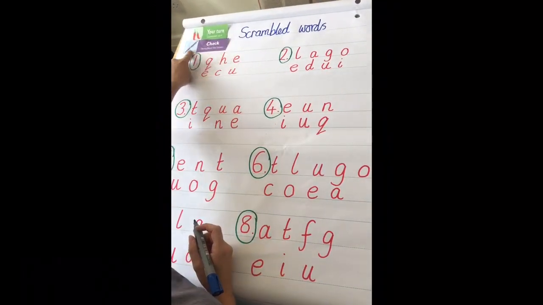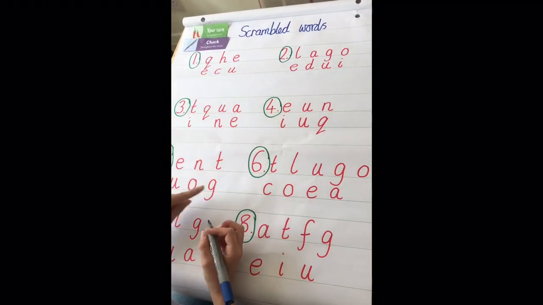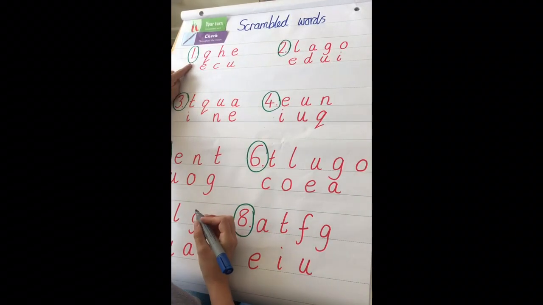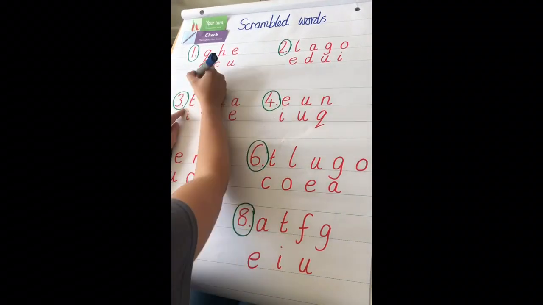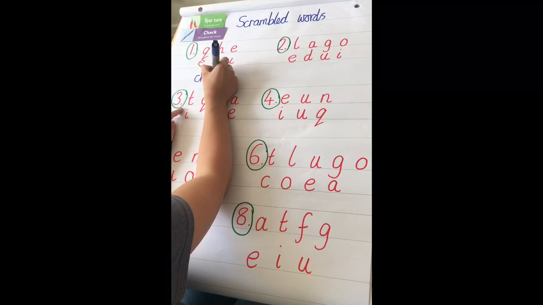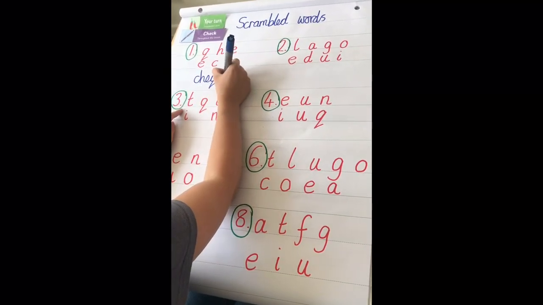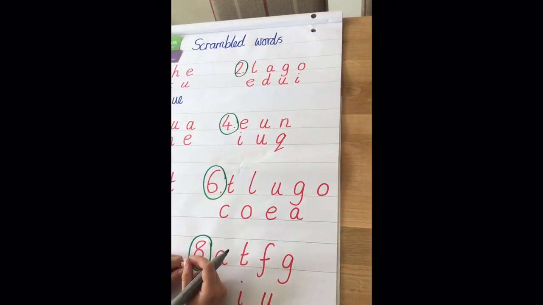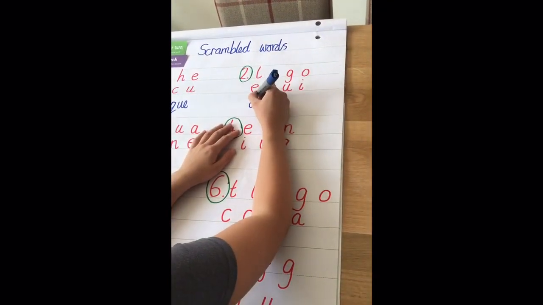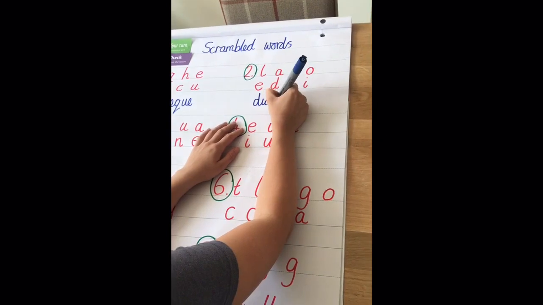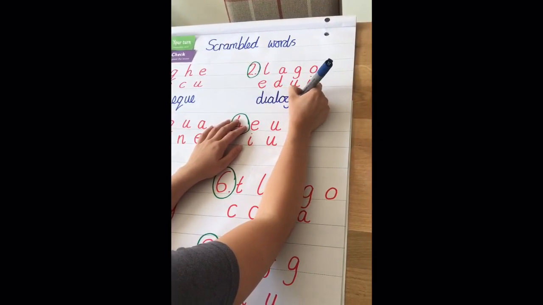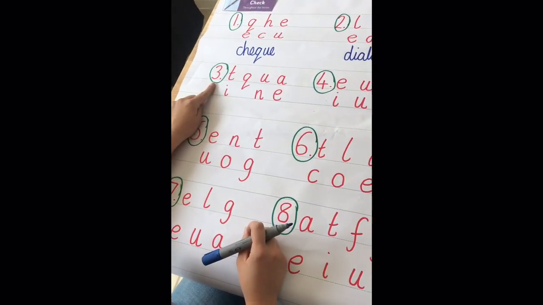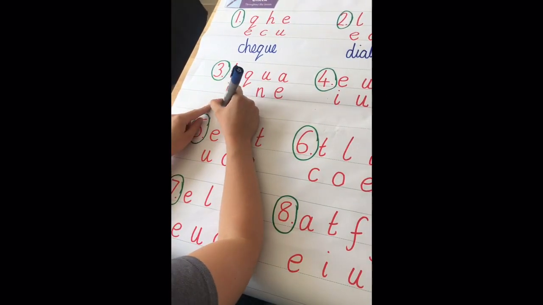Okay, now we're going to check the answers. I'm going to read each number and I'd like you to shout out what answer you got. Number 1. Well done, it's check. Now remember, we never join up our Q. Number 2. Great job, it's dialogue. Same as our Q, we don't join up our G. Number 3. Well done, antique.